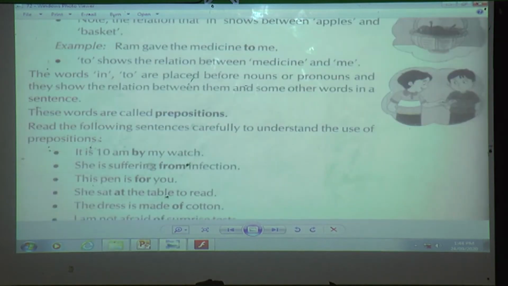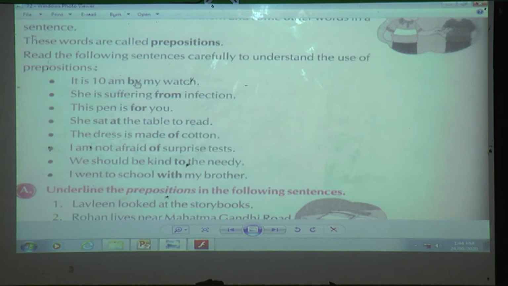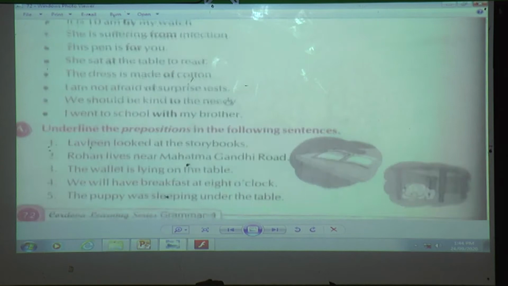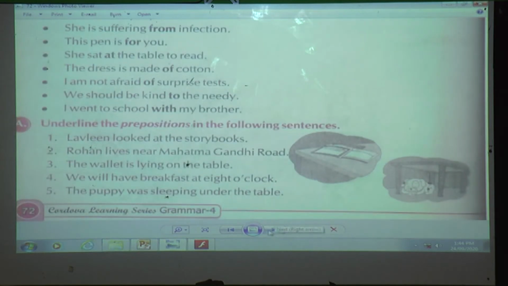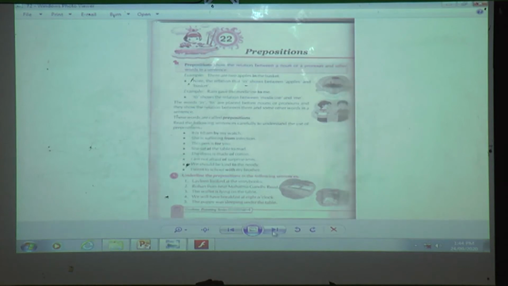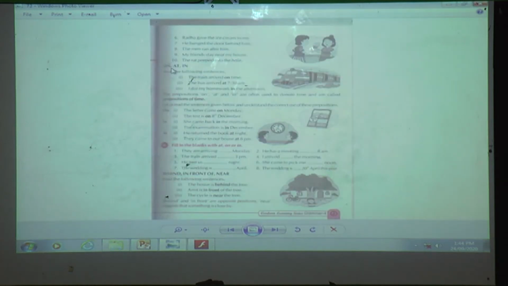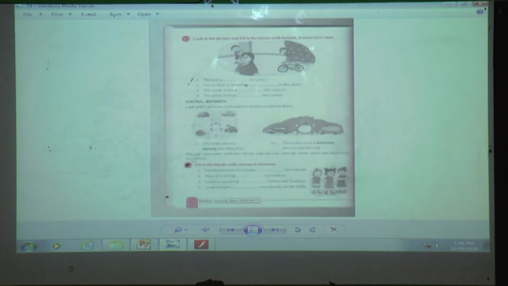In that, what have we covered? We have covered some of the prepositions: by, from, for, at, of, with, and then we solved exercise A. Next we learned on, at, in. Again we learned the prepositions behind, in front of, and near, and still more prepositions, that is among and between. So till here we have finished in the last session.